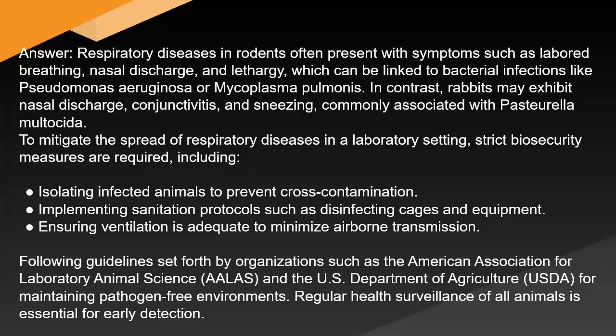To mitigate the spread of respiratory diseases in a laboratory setting, strict biosecurity measures are required, including isolating infected animals to prevent cross-contamination, implementing sanitation protocols such as disinfecting cages and equipment, ensuring ventilation is adequate to minimize airborne transmission, following guidelines set forth by organizations such as the American Association for Laboratory Animal Science (AALAS) and the U.S. Department of Agriculture (USDA), and maintaining pathogen-free environments. Regular health surveillance of all animals is essential for early detection.